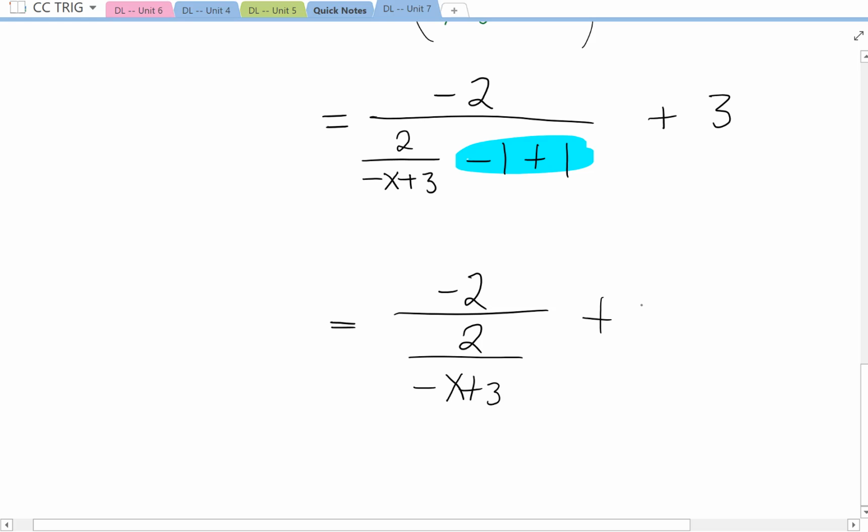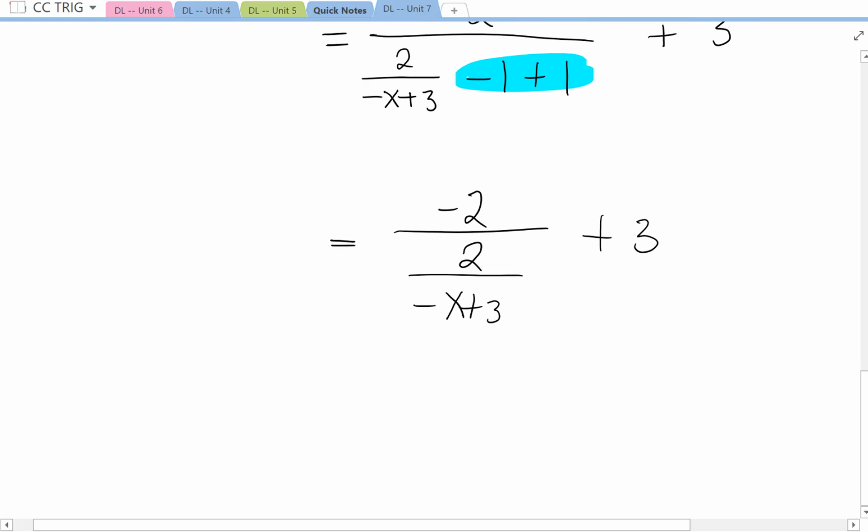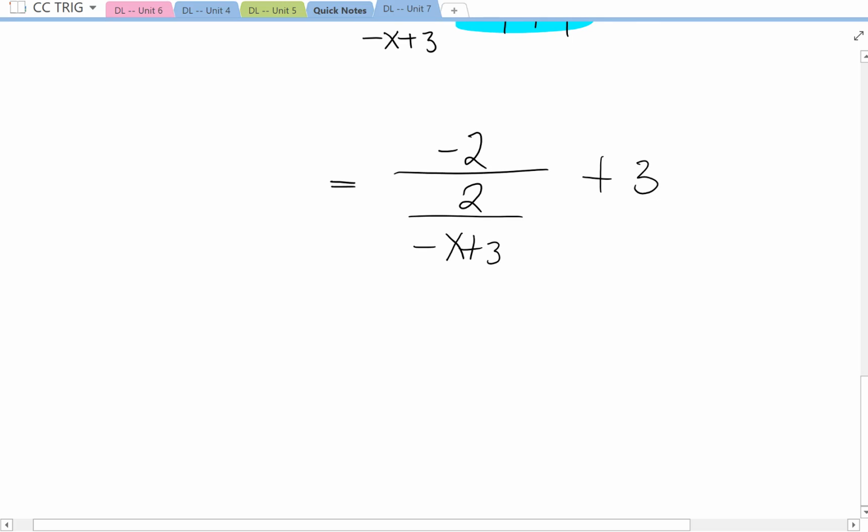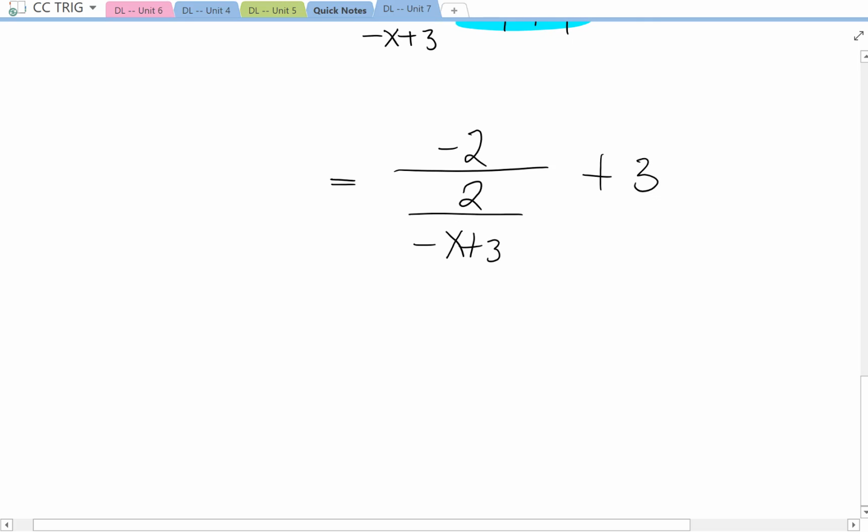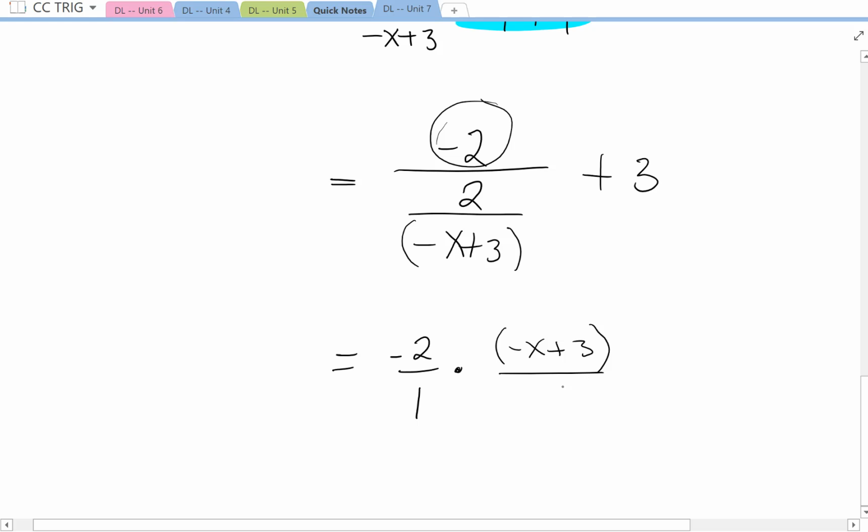Skipping steps is not what you want to do on these problems. These are proofs. You are verifying. So if you say, oh yeah, it equals x and don't show me how, you're not going to get the credit. This is a -2 over 1 in the numerator times the reciprocal of the denominator. So -x plus 3 over 2, plus 3.